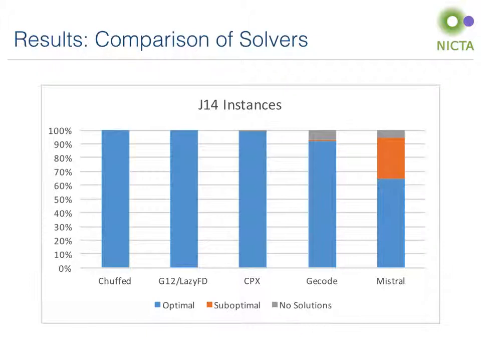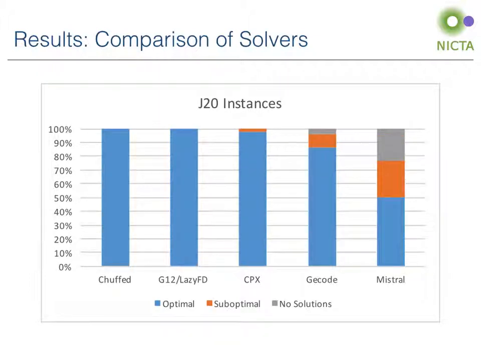As you can see, both Chuffed and LazyFD have 100% optimal solutions, and CPX has a tiny proportion of suboptimal solutions. G-Code and Mistral did not perform as well, both having greater proportions of suboptimal and no solution instances. Similarly, when the number of tasks is increased to 20 in the J20 benchmarks, Chuffed and LazyFD can solve all instances to optimality, while the other 3 solvers found even fewer optimal solutions.